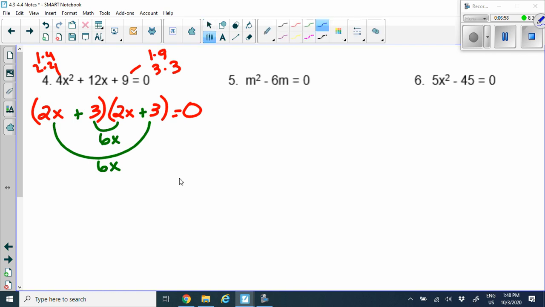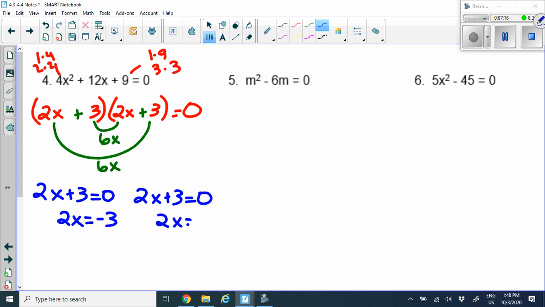Okay, now I need to set each factor equal to 0. So I have 2x plus 3 equal to 0, and 2x plus 3 once again. So here we are going to get the same answer because they are the same factors. First thing is I move the 3 over to give me negative 3. Then I divide both sides by 2, and that will give me x equals negative 3 halves.